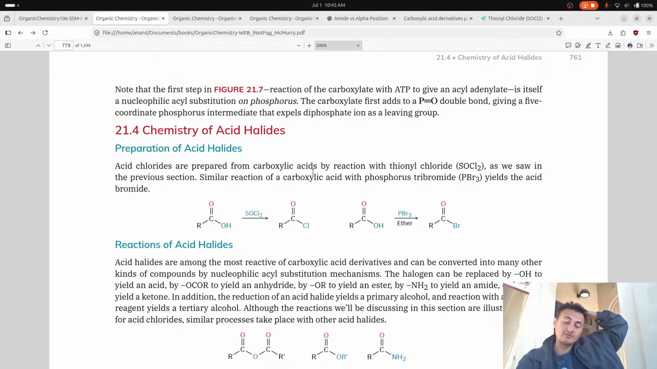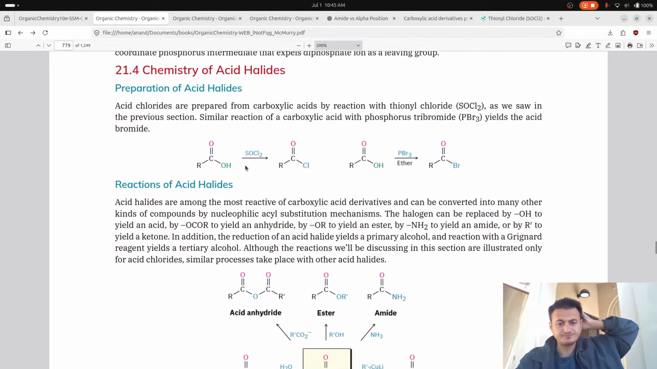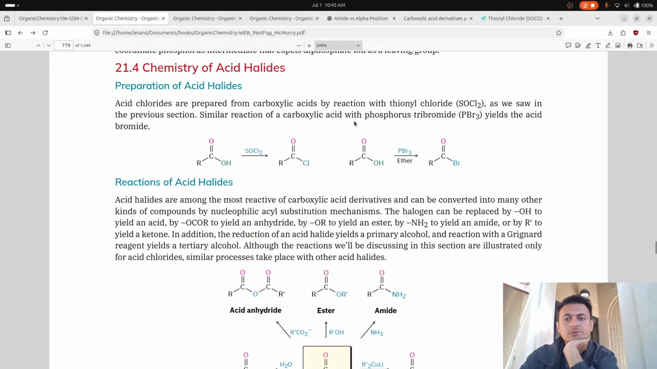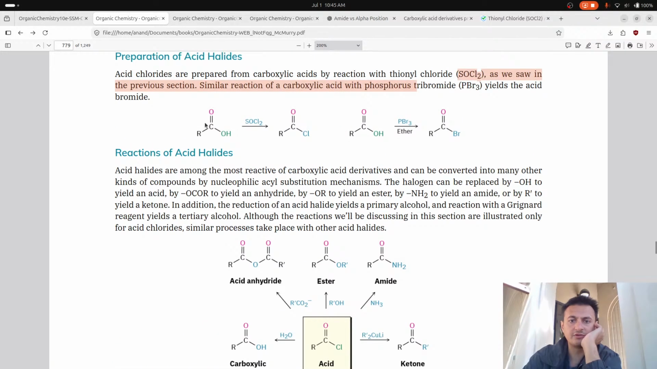All right, so chemistry of acid halides. First off, how do you prepare them? You have thionyl chloride, and you have phosphorus tribromide, so you can get acid chlorides and acid bromides. I know the mechanism for this, but I don't know the mechanism for this. Presumably, let's see what happens.